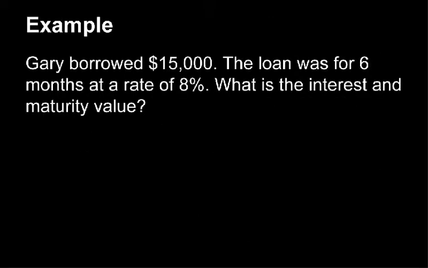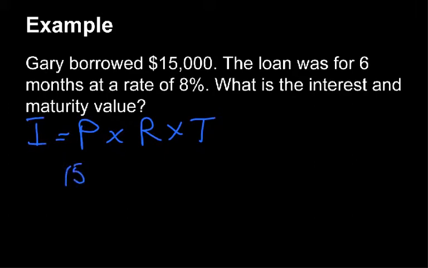So for the first example, we have Gary borrowed $15,000. The loan was for 6 months at a rate of 8%. What is the interest and maturity value? So what we want to do is set up our equation as principal times rate times time is equal to interest. And so our principal is the face value of the loan, which is $15,000, times the rate, which is 0.08 as a decimal, times time, which here is 6 months. So that's going to be 6 out of 12, or we could also write that as 1/2 or 0.5.